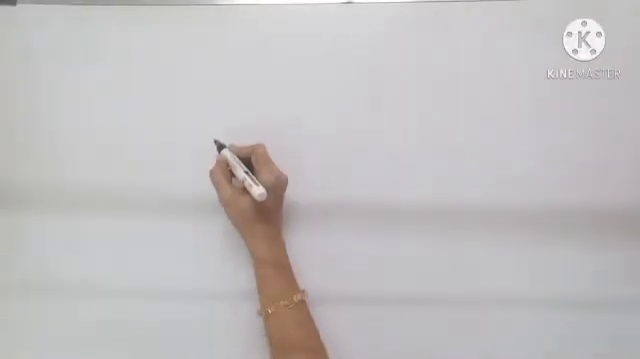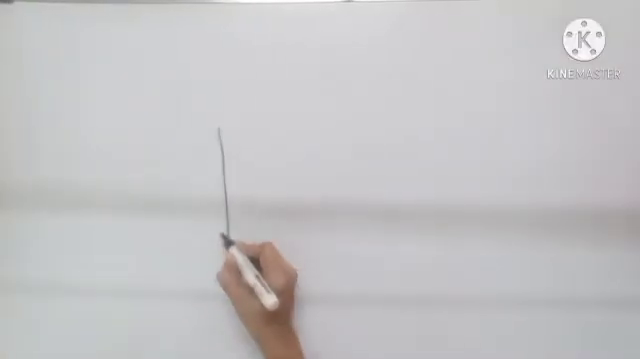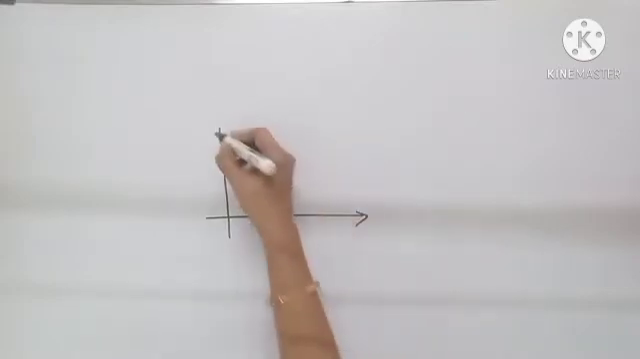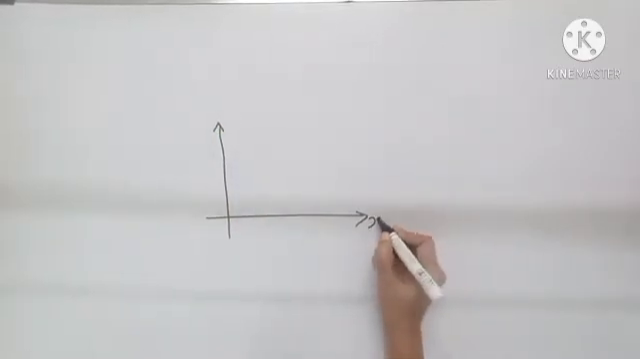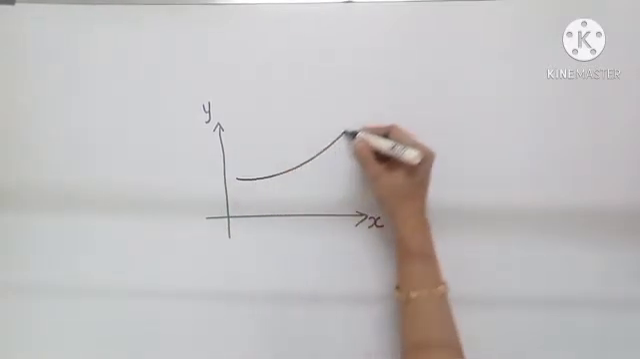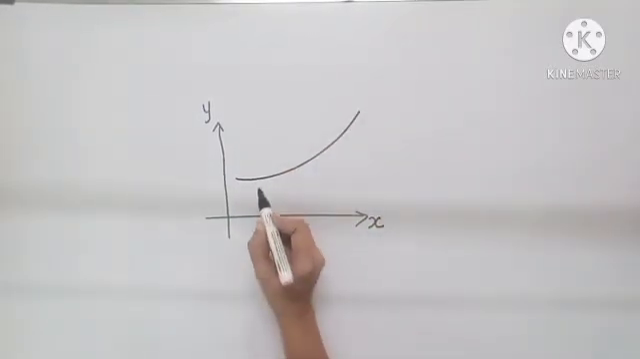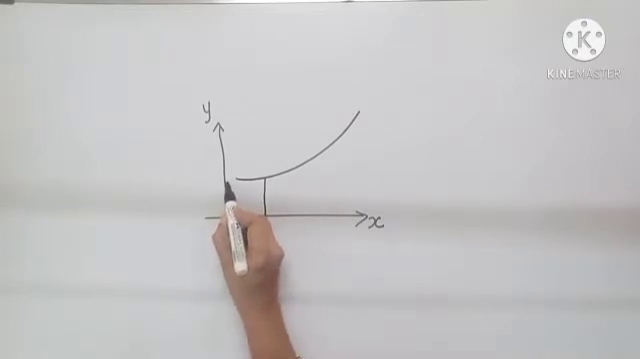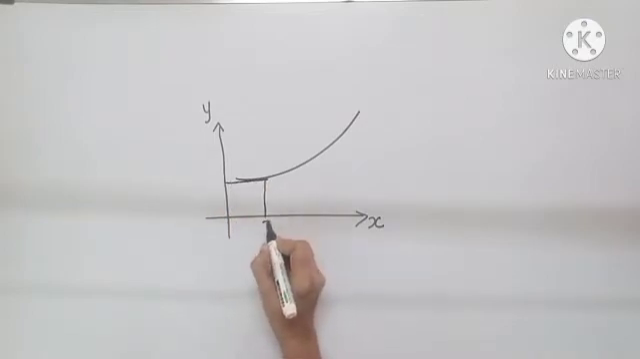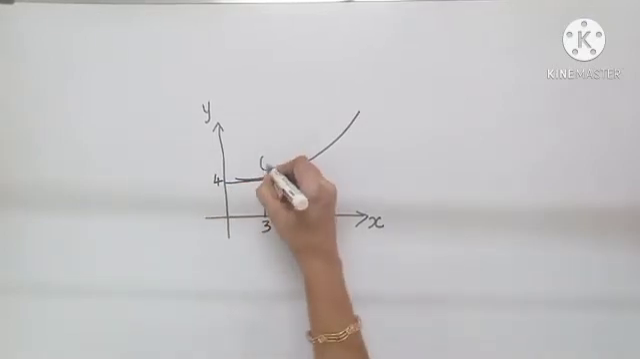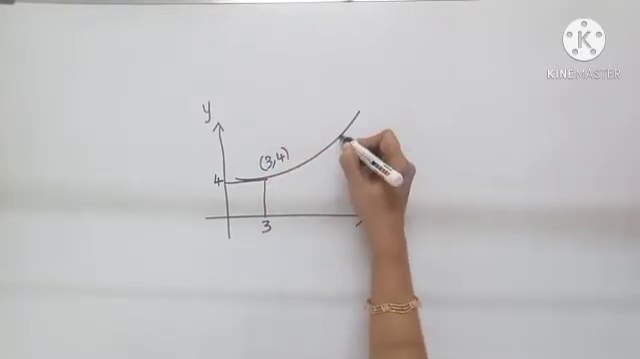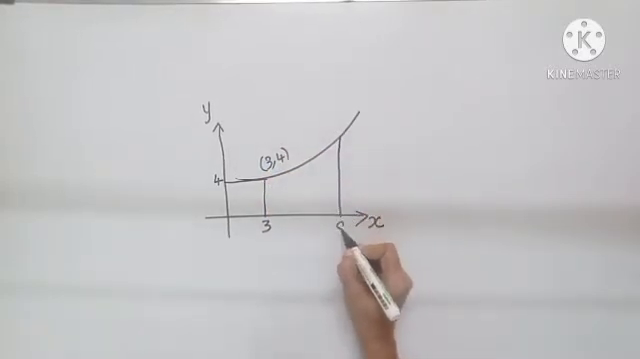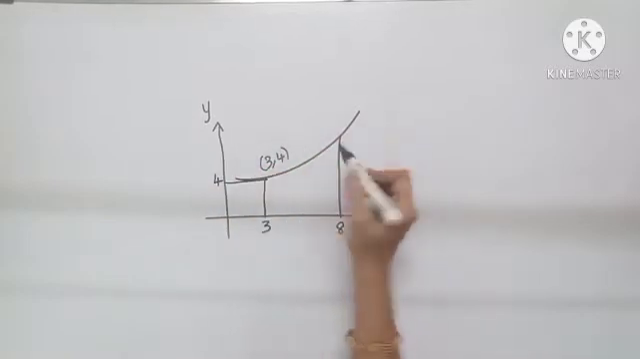Good morning, children. In today's class, we are going to learn about monotonicity. What does this word represent? Suppose you have a curve like this. Say, this is the point (3, 4), and this is the point (8, 12).